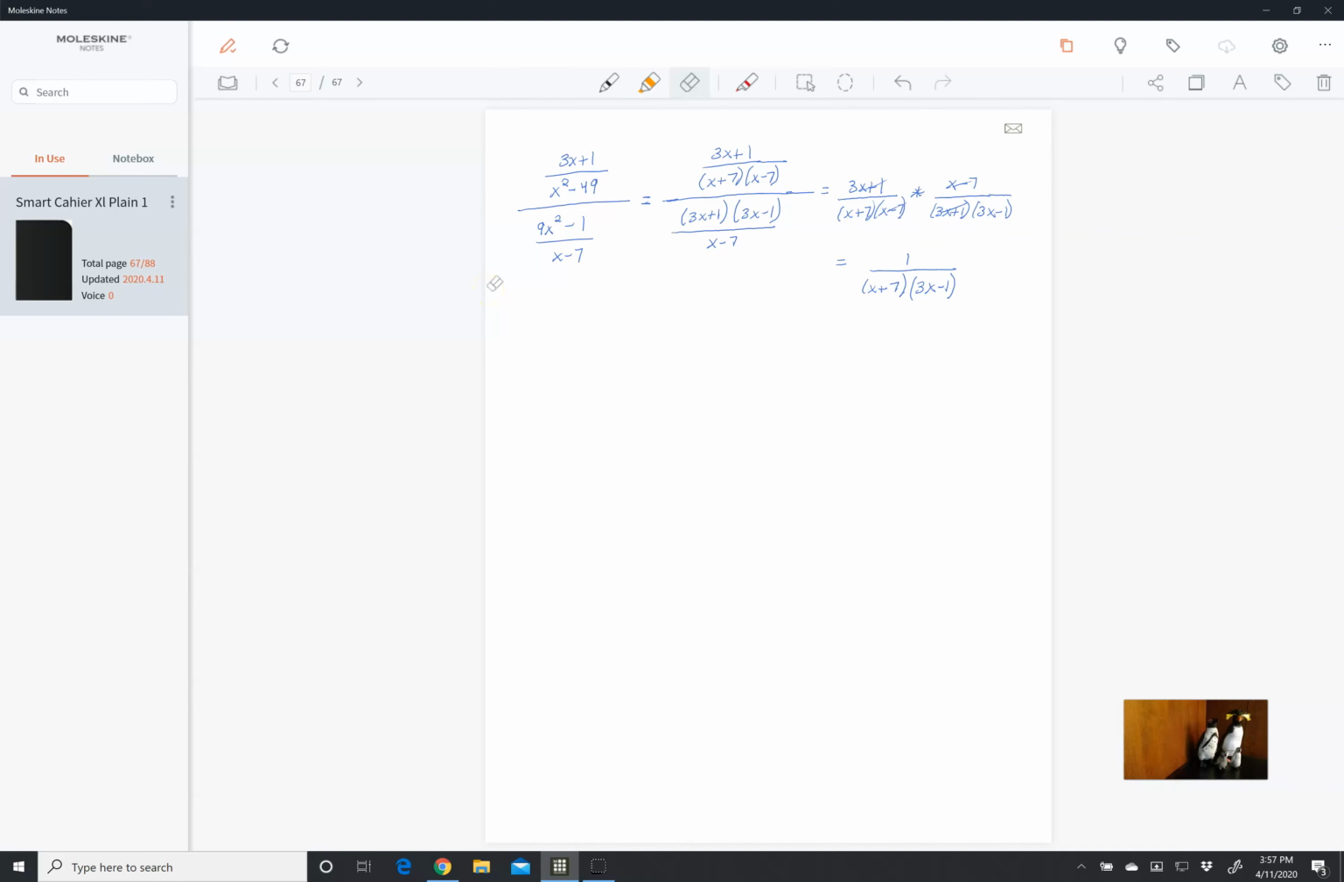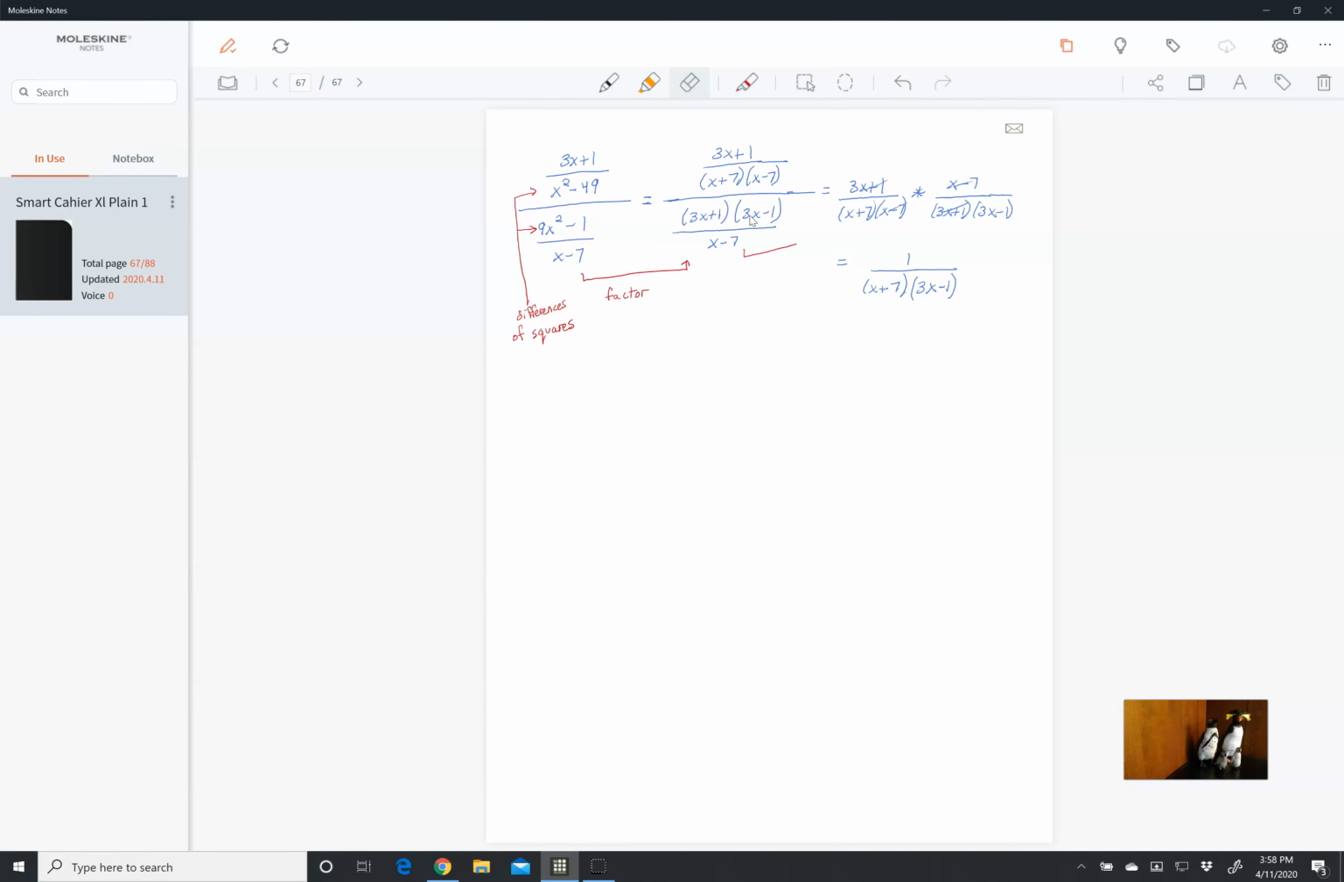Let's make sure that we're clear about what happened. The first thing that we did is we factored. Both the x squared minus 49 and the 9x squared minus 1 are differences of squares. At this point, you should be really familiar with differences of squares. You should be able to recognize them easily, and you should always be looking for them. So that's where the x plus 7 times x minus 7 came from, and that's where the 3x plus 1 times 3x minus 1 came from.